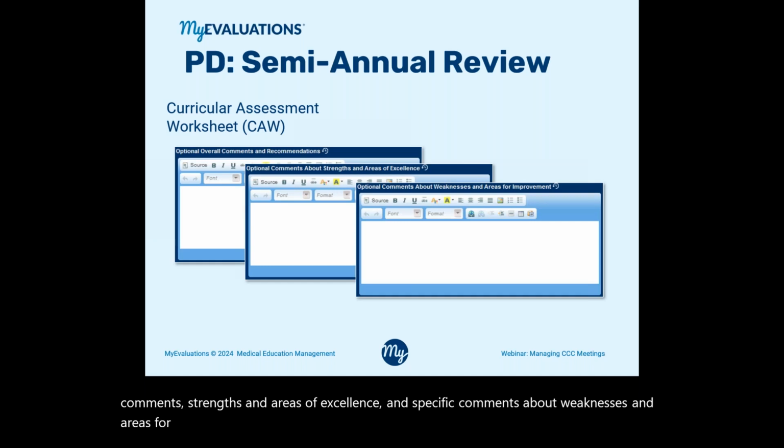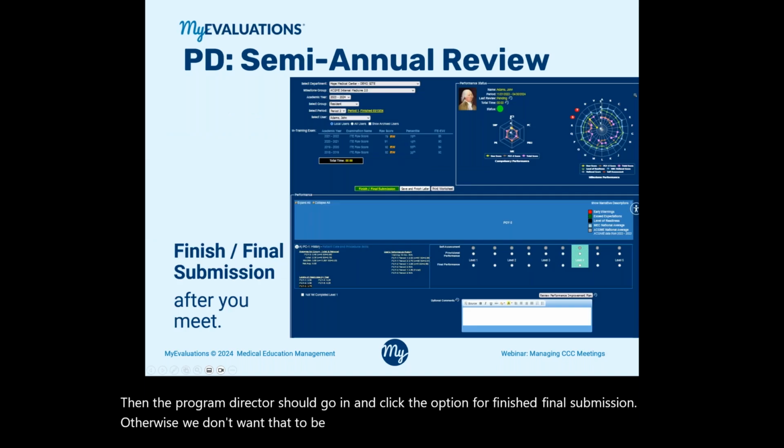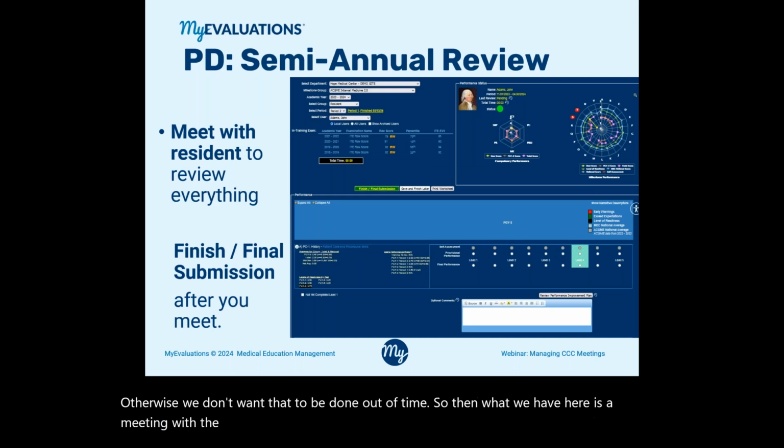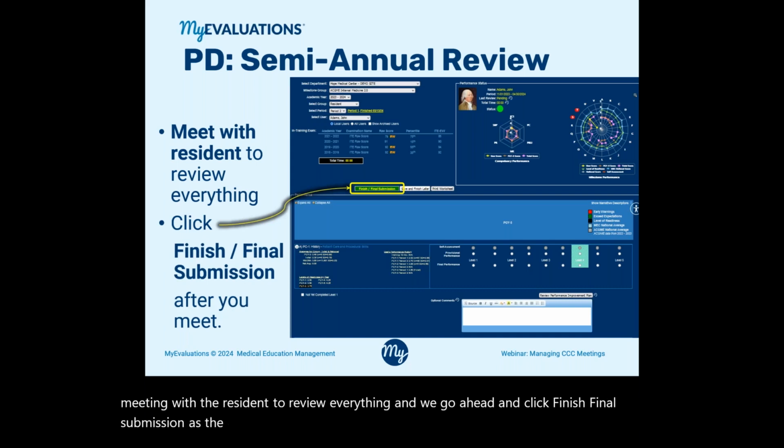At that time, only after the program director has reviewed all of these details, then the program director should go in and click the option for Finished Final Submission. Otherwise, we don't want that to be done ahead of time. So then what we have here is a meeting with the resident to review everything, and we go ahead and click Finished Final Submission as the final step. That's going to happen only after that section, after that's done by the program director.